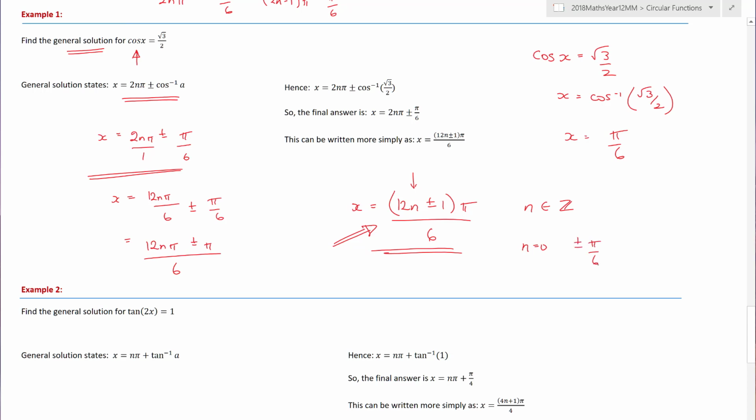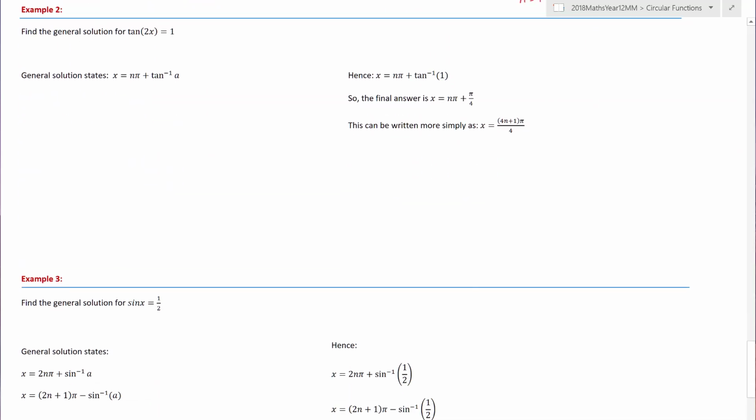Oh, awesome. So that's given me two of the solutions, either side of the y-axis. Then I'd put n equals 1 in. And what would I end up with? Well, 12 times 1 is 12, plus or minus 1. So I'd end up with 13 pi on 6 and 11 pi on 6. See what I'm doing here? 12 plus 1, 12 minus 1 gives me my solution. So just by putting those two values in, 0 and 1, I've got 4 solutions. I actually think this is quite clever, quite helpful as well.